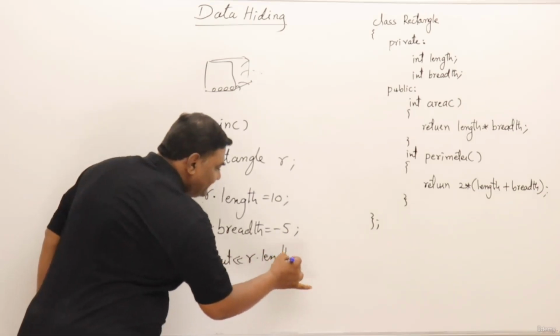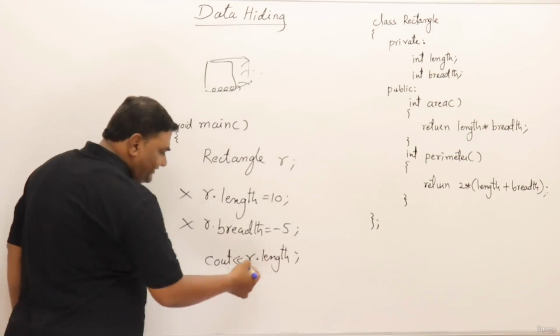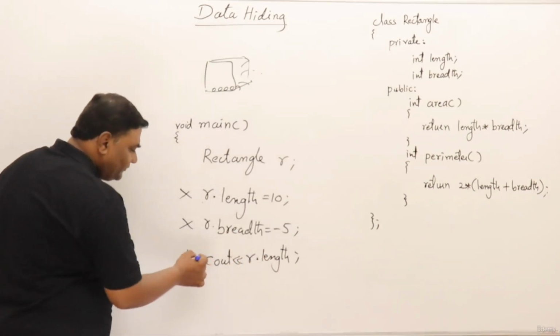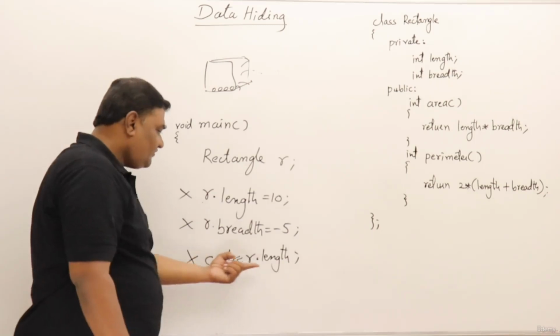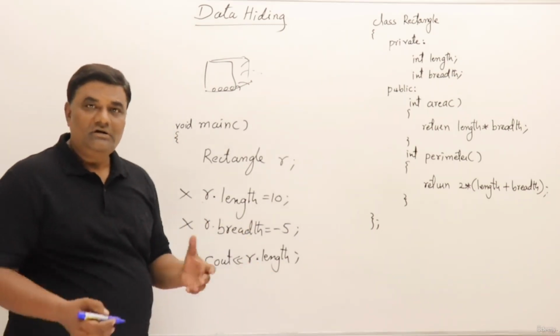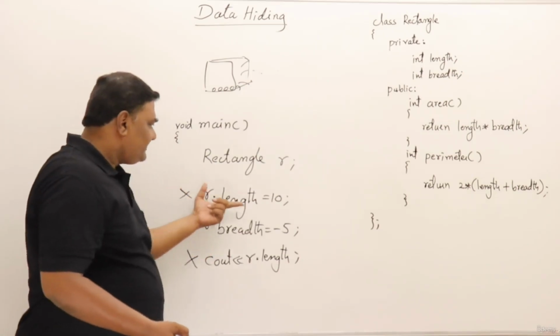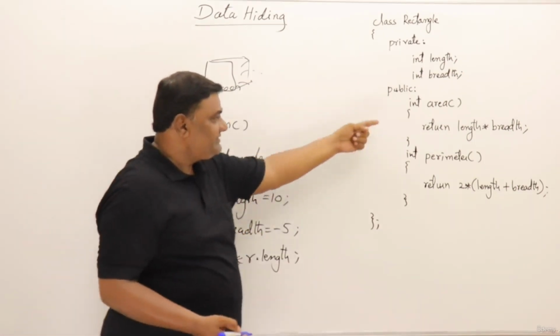I want to display length, right? I am not setting it. I want to know the value and display it on the screen. Can I do this? No. You cannot write the value of length, and you cannot even read the value of length. You cannot read or write now. Then how can I set length and breadth? I cannot set it directly. What functions are available?